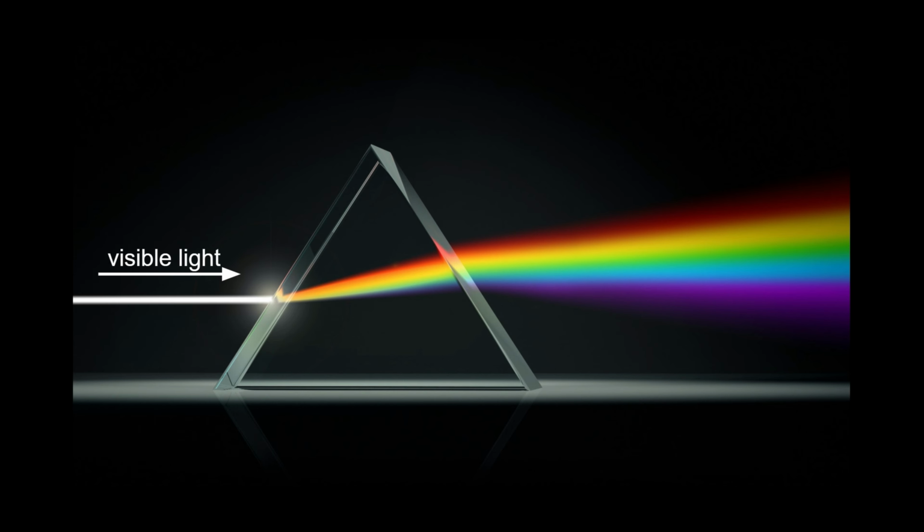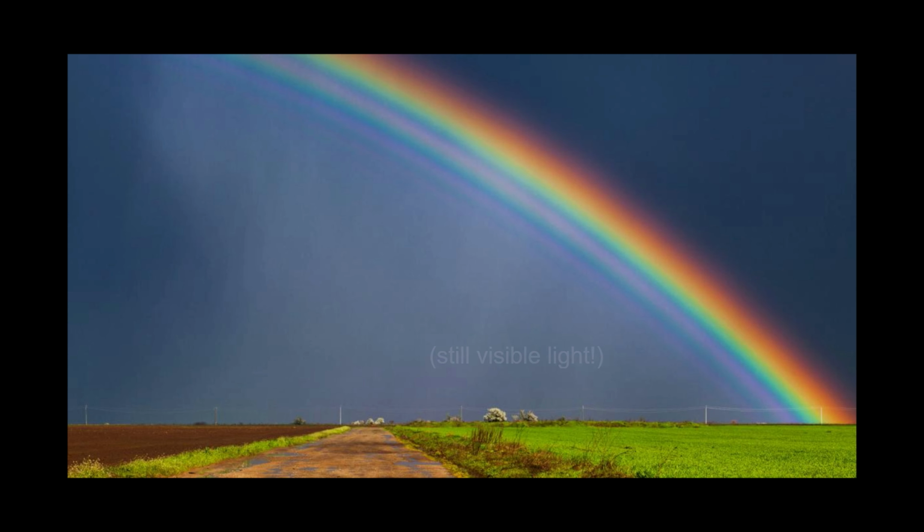If you were to shine visible light through a glass prism, the prism will bend the light and you would see the different wavelengths of all the colors that make up visible light. You might also see this happening when a rainbow forms.